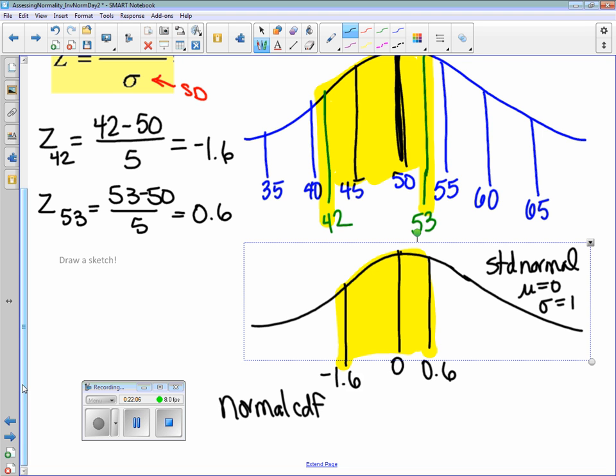And then we simply paste. So we have normal CDF, negative 1.6 to 0.6, a mean and a standard deviation since we're using z-scores. And we get about 67.1%, or 0.6709. Okay? And that is the probability there. That's the percentage. That's the likelihood. Yes?